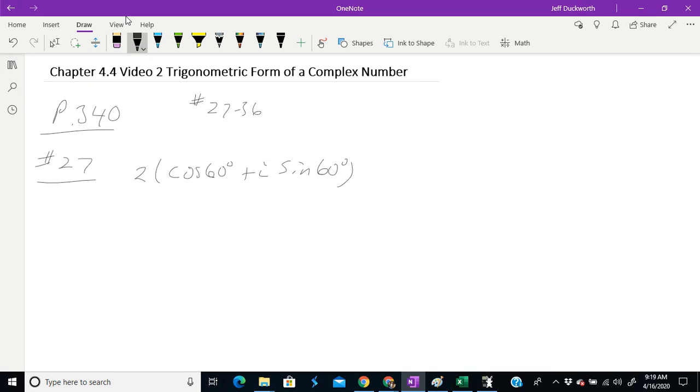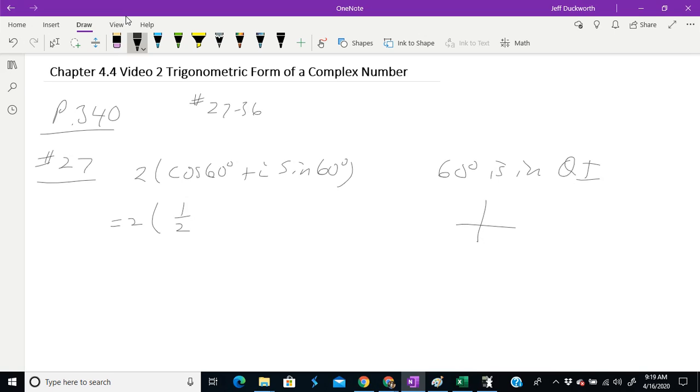So you simply have to solve for the cosine of 60 degrees and the sine of 60 degrees. These are ones we can use a unit circle on. So I would probably ask for an exact value for this as opposed to just plugging it into the calculator. So this equals 2 times cosine of 60 degrees, that's going to be 1/2. The 60 degrees is in our first quadrant.